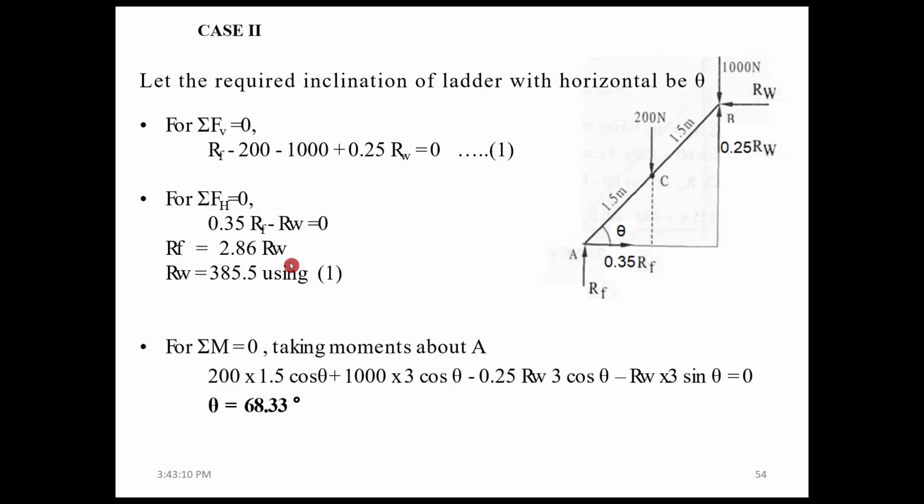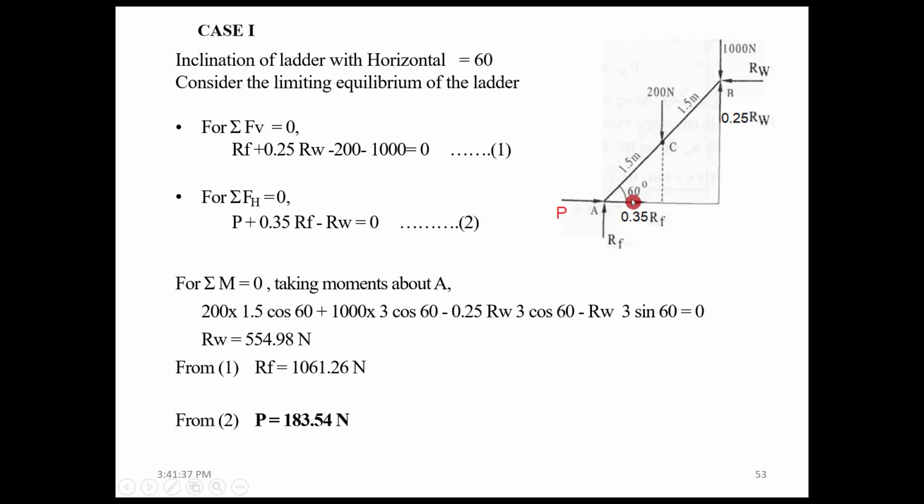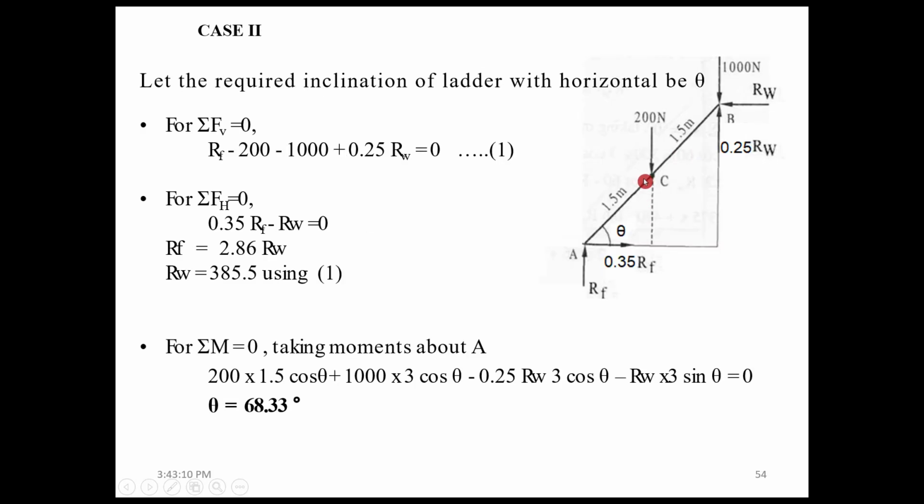In case 2, this theta is unknown to you, or this theta has to be changed to make this ladder safe. So in the initial way, the given theta was 60 degree, and we need a pull or push of 183 to make this ladder safe. So by actually increasing the angle, we can make it more safe. So we want to find the angle for that.